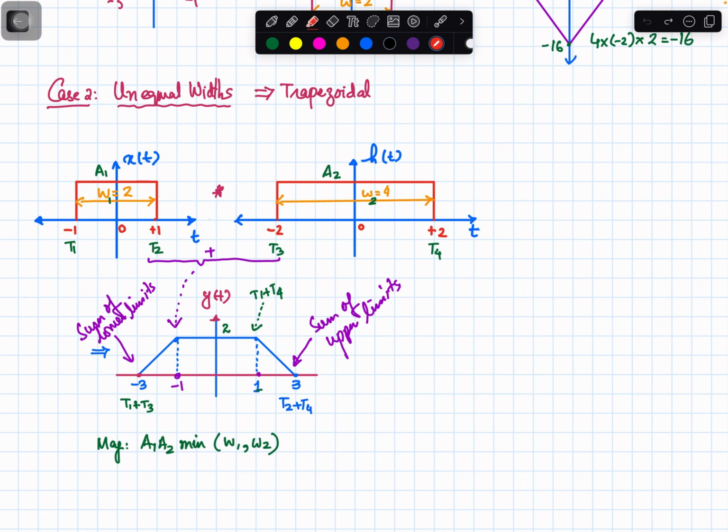magnitude, so the magnitude of first, let's suppose, is equal to 1 and the magnitude of second is, let's suppose, equal to 1, and then the minimum of the width of the first rectangular function is 2 and the width of the second rectangular function is 4. So, the minimum is 2, so the result is 2, and this is the magnitude of this trapezoidal function, right? So, in this way, quickly you can work out the convolution result of two rectangular pulses, right?